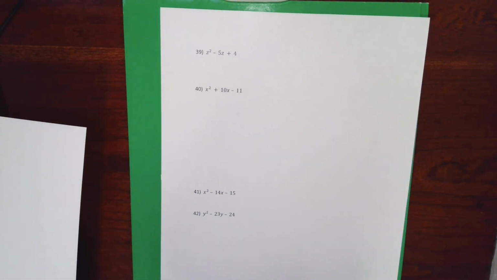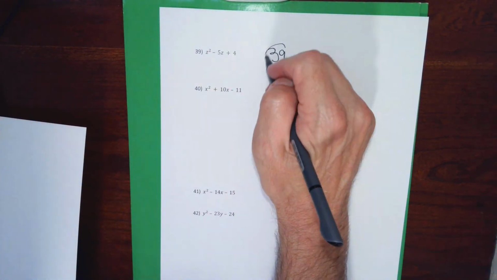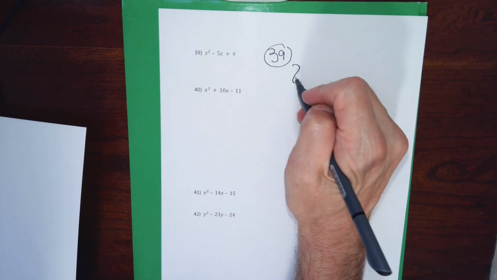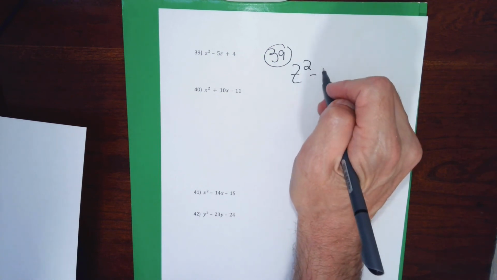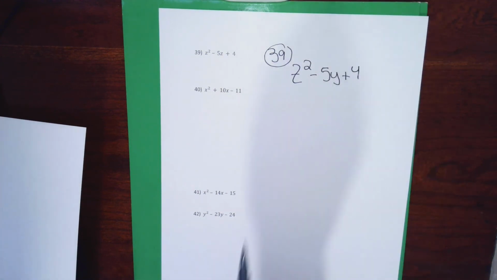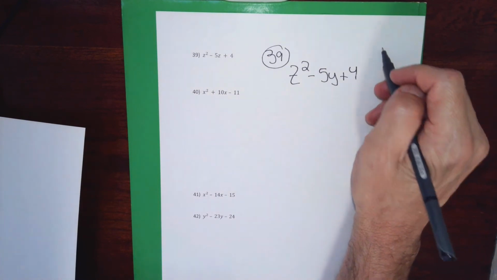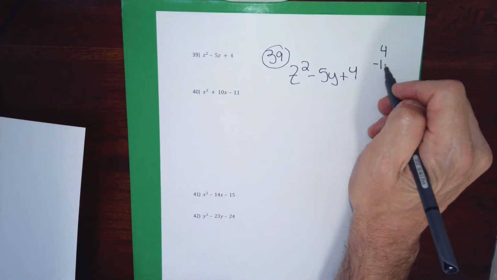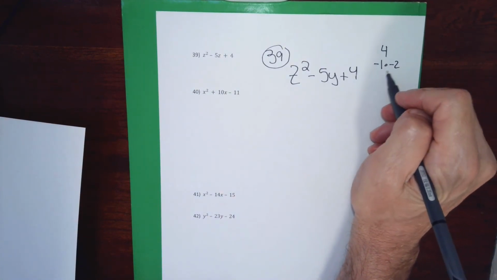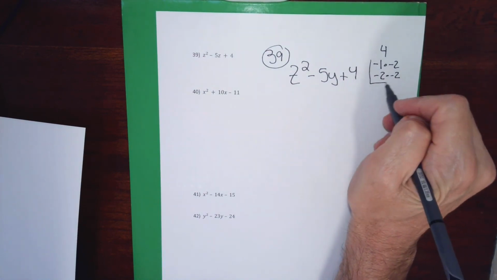Let's do 39 together. So 39, 3 terms, no number in front of the square term, so I shouldn't group. No common factor, and it doesn't start with a negative. I can go straight into factoring if I know the signs that I need to worry about. Minus and plus, I need double negative signs. So I'm going to look at this 4 and write the double negative factors. 4 is negative 1 times negative 2. 4 is also negative 2 times negative 2.